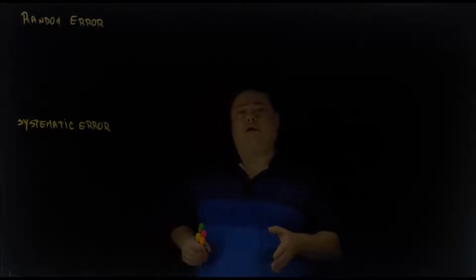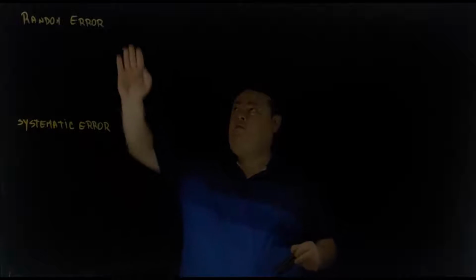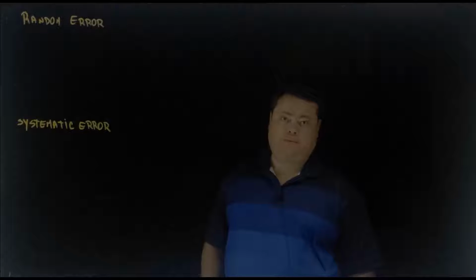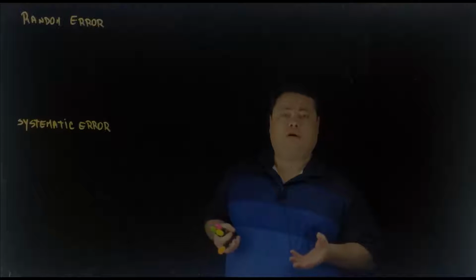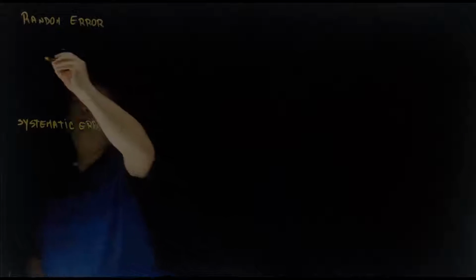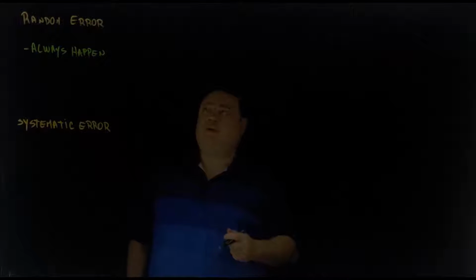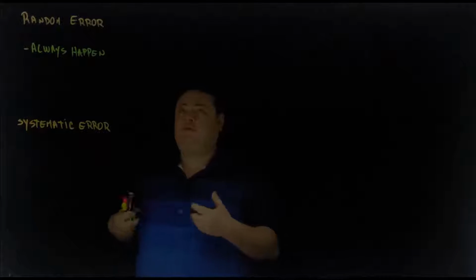Before we actually get into precision and accuracy, the first thing we need to see is the idea of random error and systematic error. Random error is the error that is a natural part of your experiment. Random error will always happen. It is part of the process of measuring, part of that uncertainty.